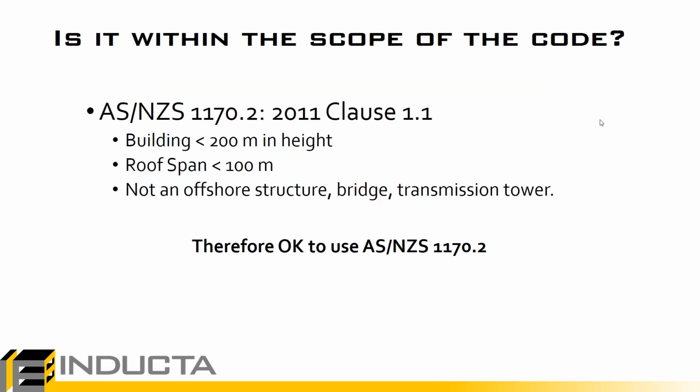So the first thing that we need to do is to check, are we within the scope of the code? Can we use the code at all? So the building is less than 200 meters, good. Roof span less than 100, good. And we are not one of these structures that the code does not consider. Therefore, we're okay, and we can use the wind code to calculate equivalent static wind forces for our building.